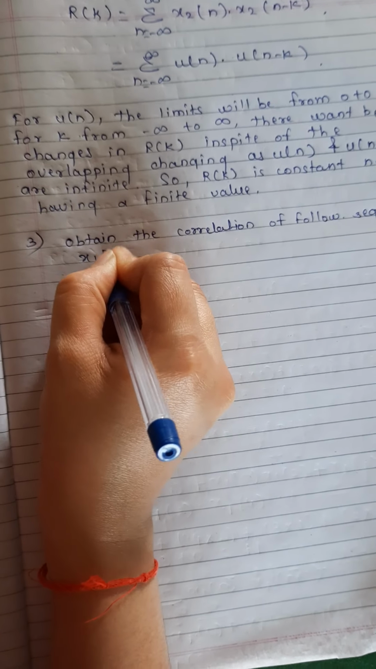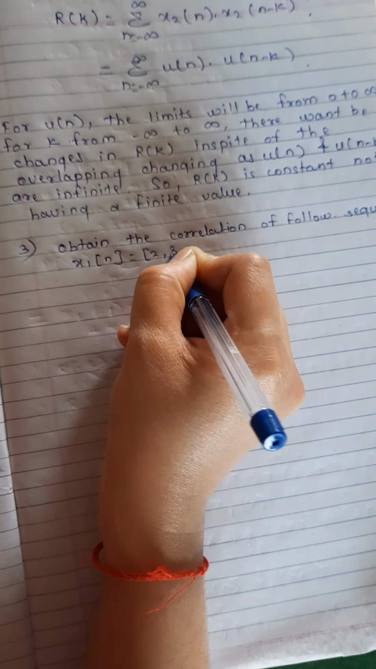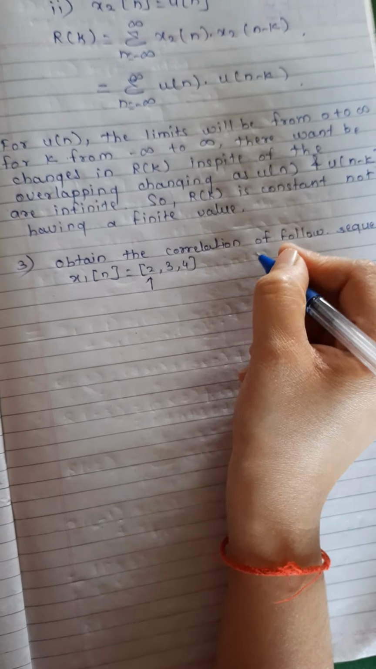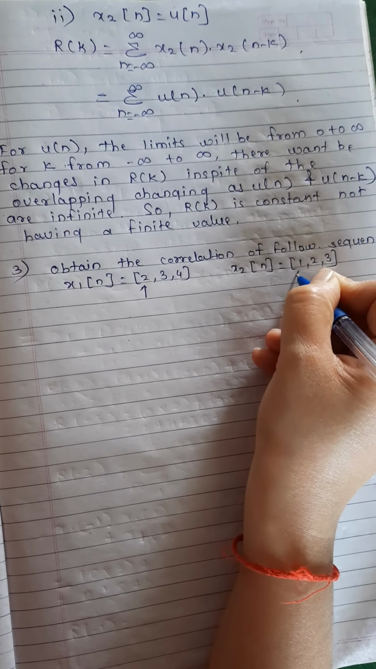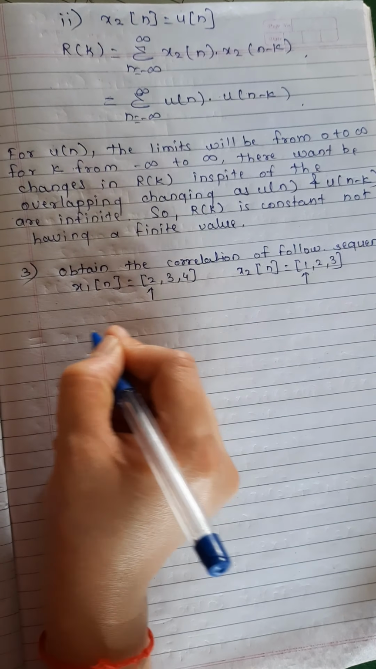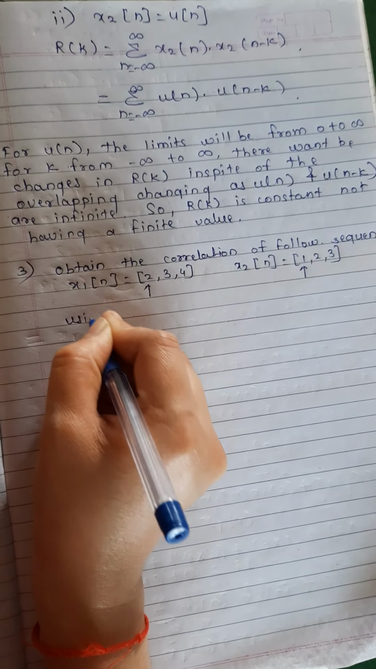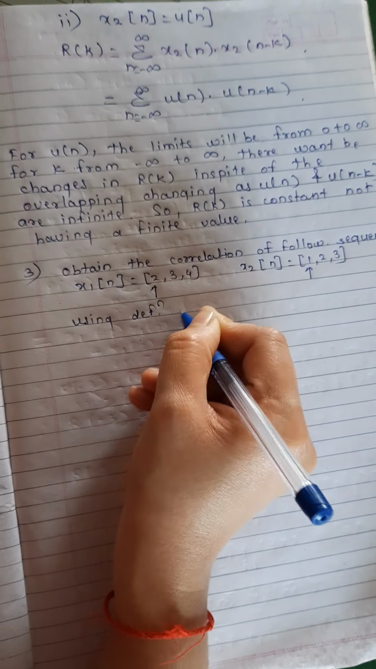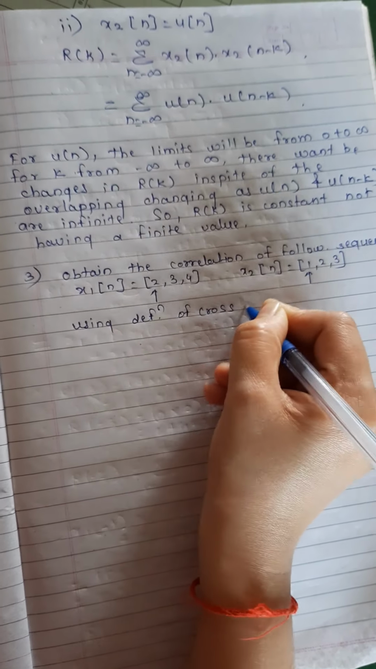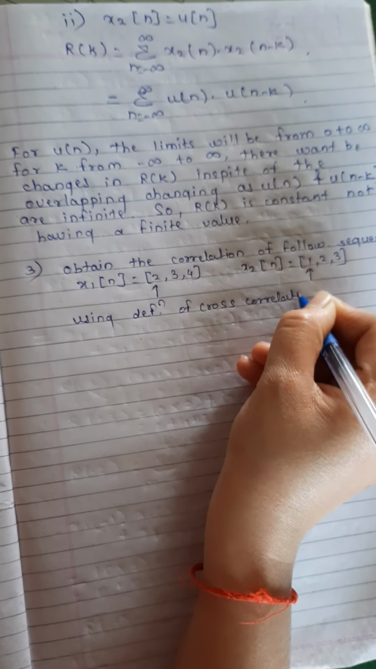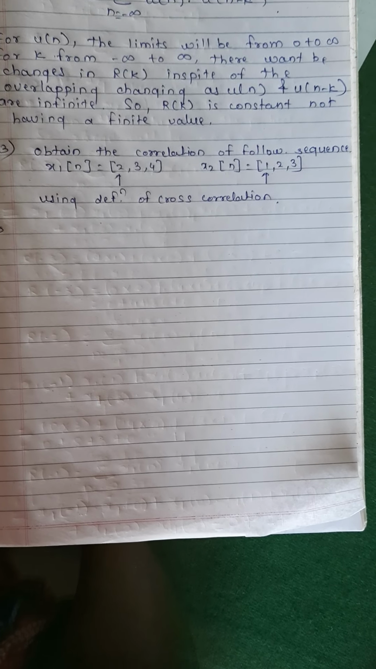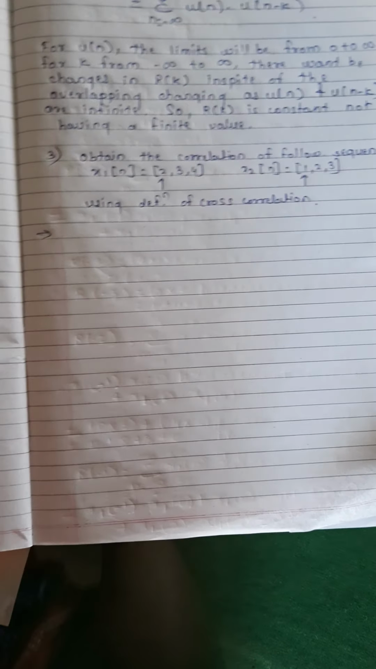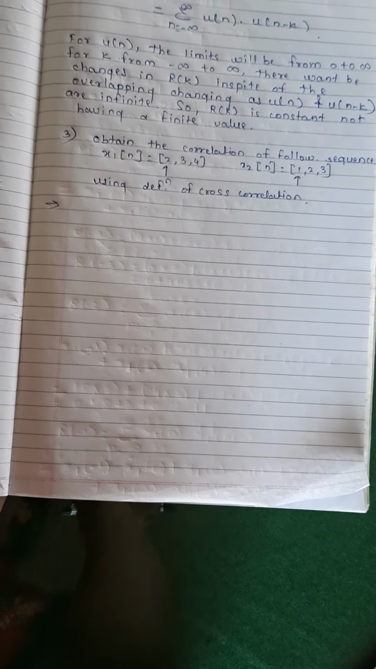So x1 of n is 2, 3, 4. x2 of n is 1, 2, 3. Using the definition of cross correlation, first we have to find R12 of k.